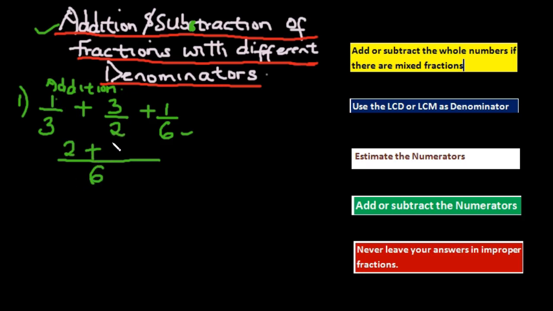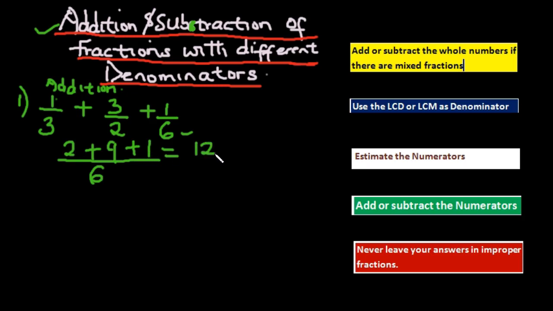3 multiplied by 3, that's 9. 6 in 6 is 1. 1 multiplied by 1 is 1. So you see, we have a different numerator entirely from what we were given. So we add them together. 2 plus 9 is 11, plus 1 is 12.